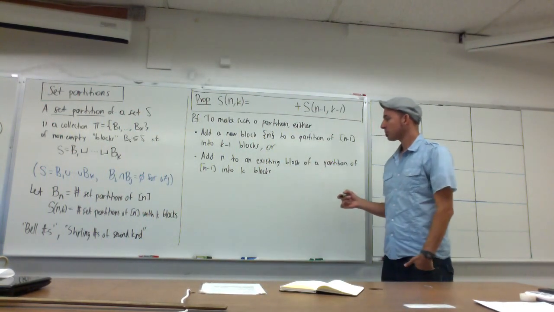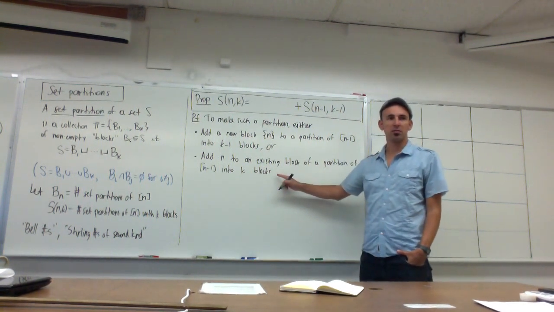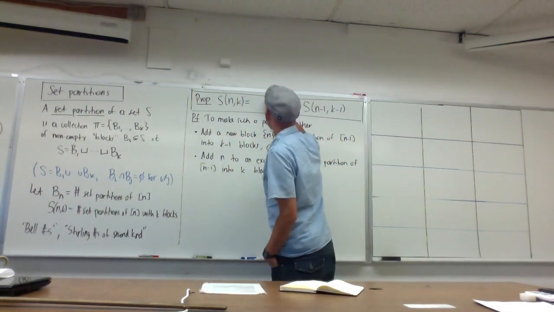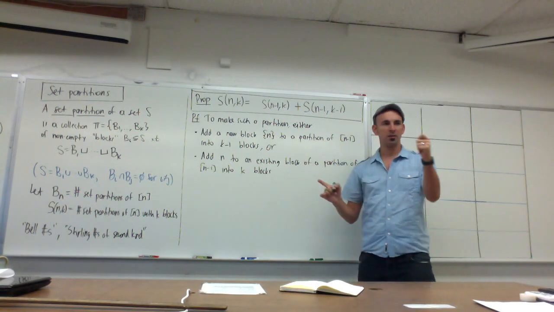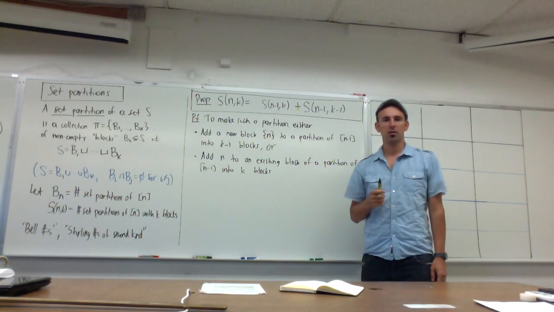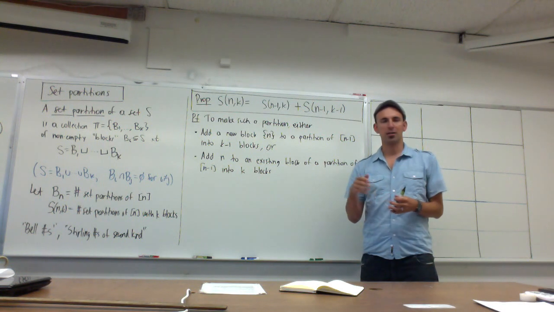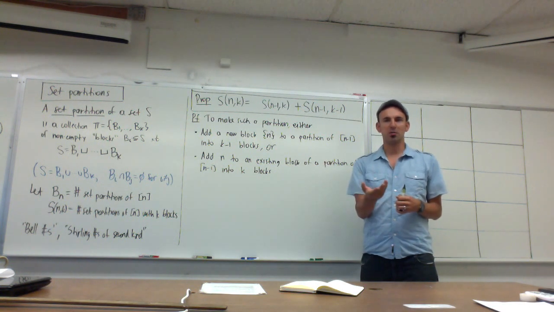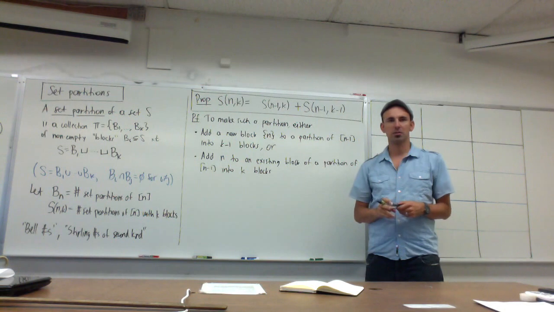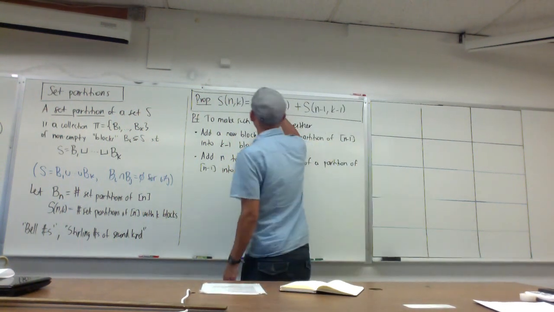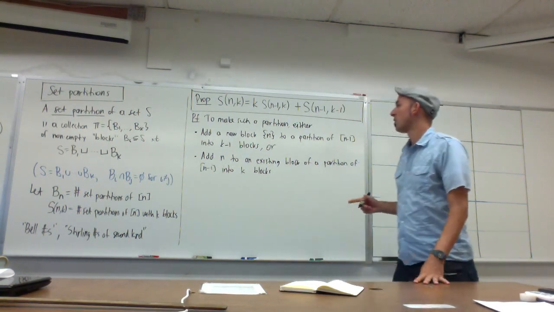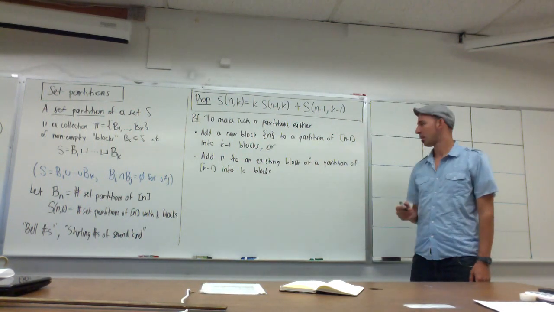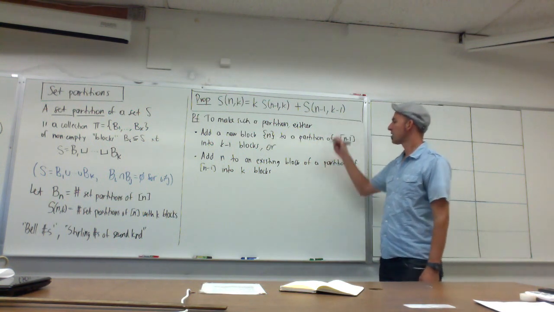Okay? So how many ways are there of doing this? Well, I can take any partition of the set of n minus 1 elements into k blocks, and then how many ways are there to add the number n to an existing block? You either add it to the first block, or you add it to the second block, or to the kth block. There's k options. So you get this. So it's kind of the same argument that we keep doing, and now we get this recursion.